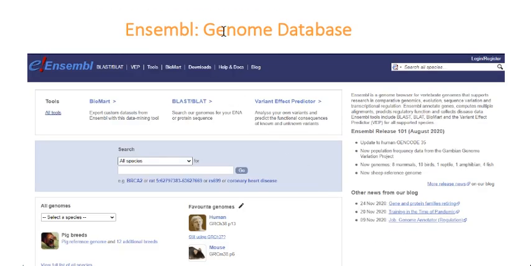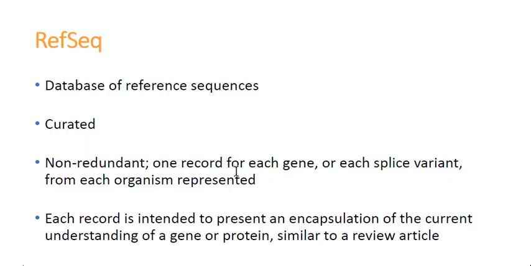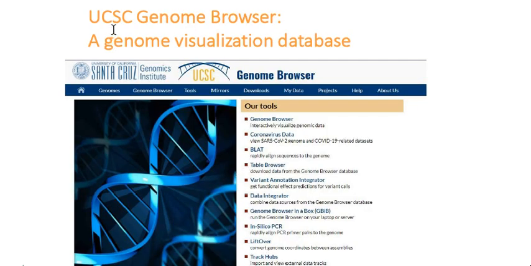So Ensembl is a genomic database. With Ensembl, you will get the BLAST sequences, tools, and different sequence analysis. The UCSC Genome Browser is a genome visualizing database.